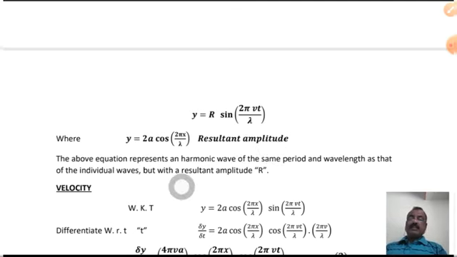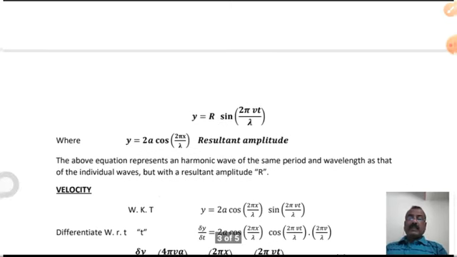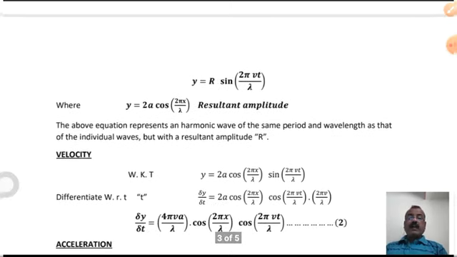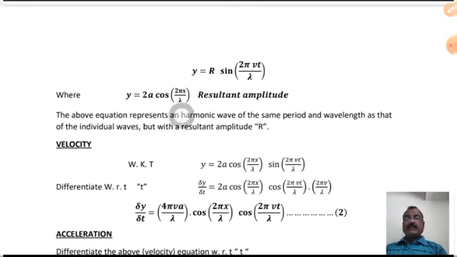The above equation, y is equal to R sin 2 pi Vt by lambda, represents a harmonic wave of the same period and wavelength lambda as that of the two individual waves. What are those waves? y1 is equal to a sin 2 pi by lambda into (Vt minus x) is one equation. The other equation is y2 is equal to a sin 2 pi by lambda (Vt plus x).